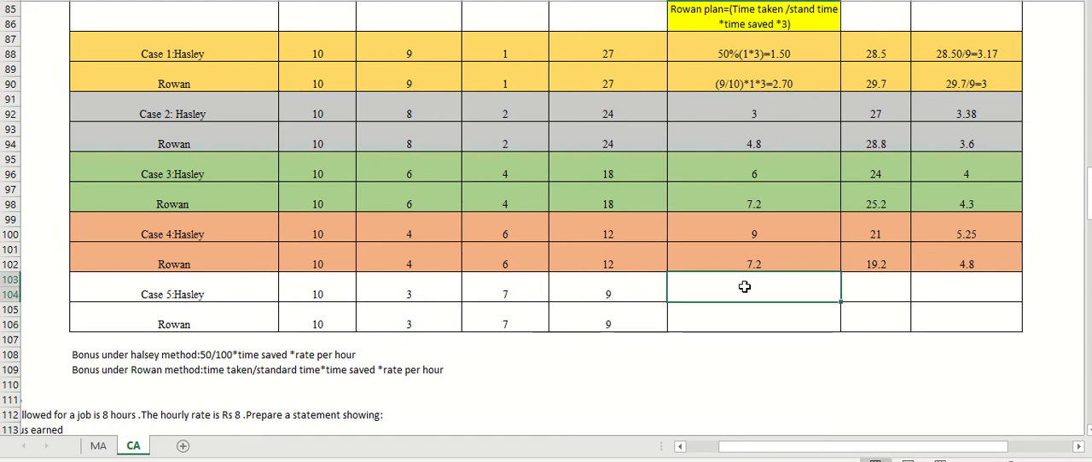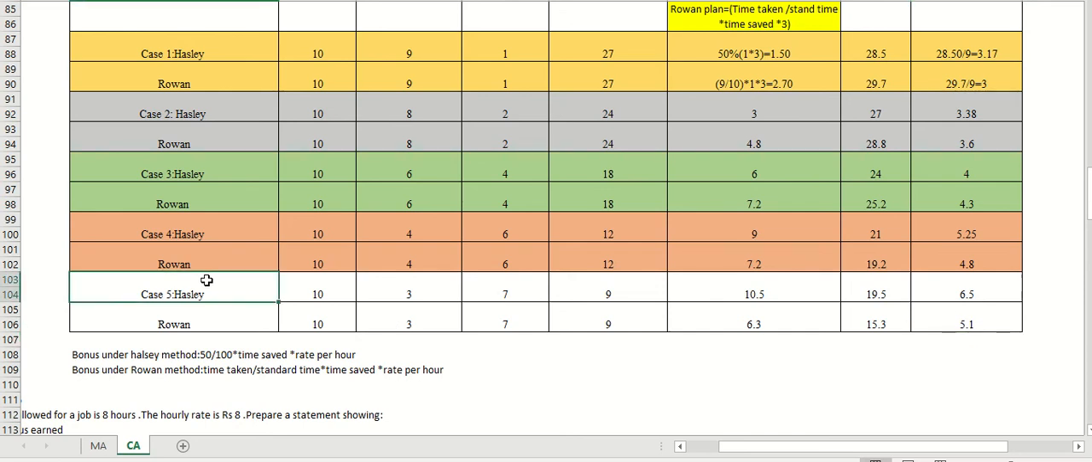So under your Halsey method, you get the bonus to be 10.50, and under your Rowan method, the bonus is 6.30, in calculation with the respective formulas. So your total wages is equal to 9 plus 10.5, which is 19.50, and 9 plus 6.3, which is equal to 15.30. So your labor cost per hour is equal to total earnings, 19.5 divided by time taken, which is 3. 19.5 divided by 3, which you get 6.50, and 15.3 divided by 3, which you get 5.10.